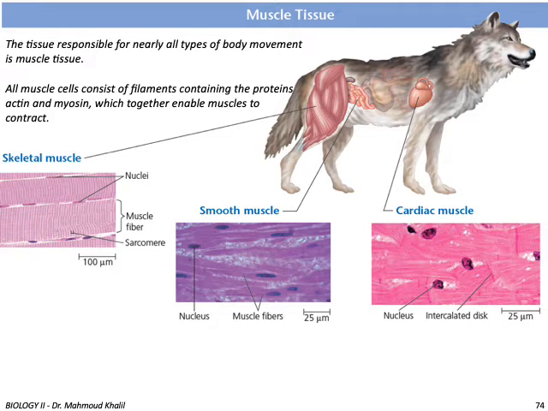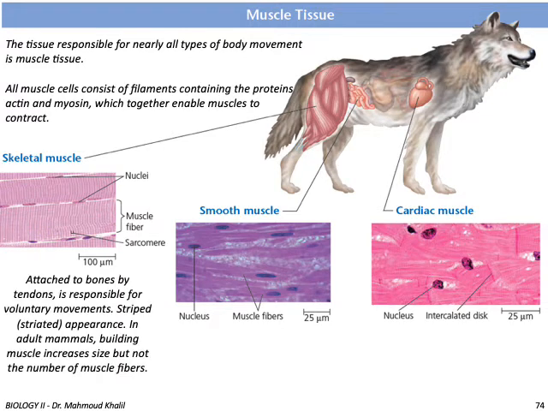The third type of tissue is the muscle tissue. Of course, the muscle is responsible for nearly all types of body movement. All muscle cells consist of filaments containing the proteins actin and myosin. So the two major proteins of the muscles are actin and myosin, which together enable muscle to contract. We have generally three types of muscle: skeletal muscle, smooth muscle, or cardiac muscle of the heart.